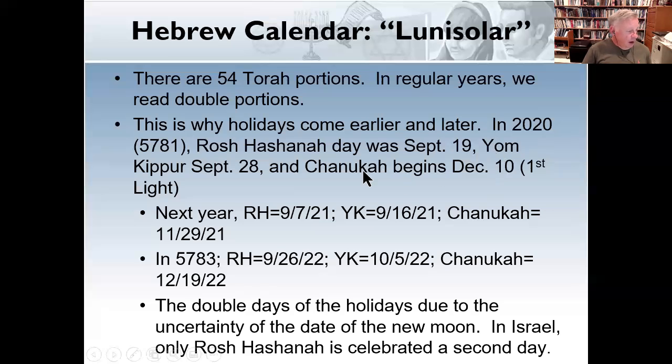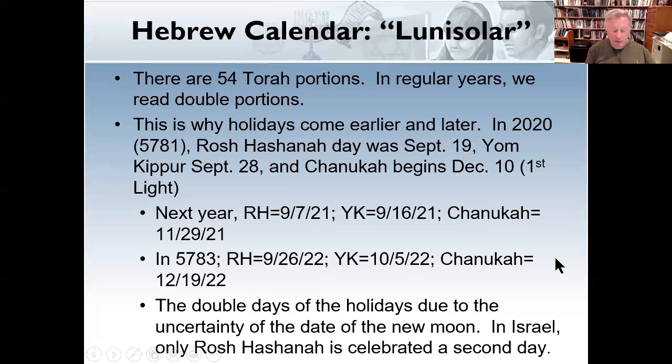So this year, Rosh Hashanah was September 19th. Next year, it will be September 7th. Yom Kippur, September 28th. Next year, it will be September 16th. And then we're going to add a month. So the year later, it will be October 5th, and so on. This year, Chanukah begins December 10th. Next year, Hanukkah begins in November, and then the year after Hanukkah will be December 19th.